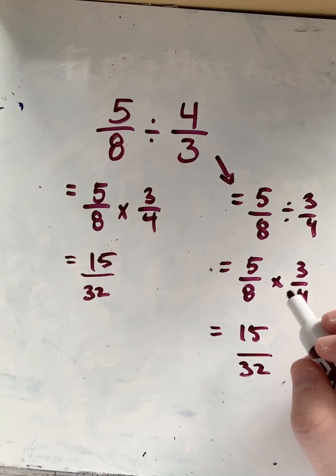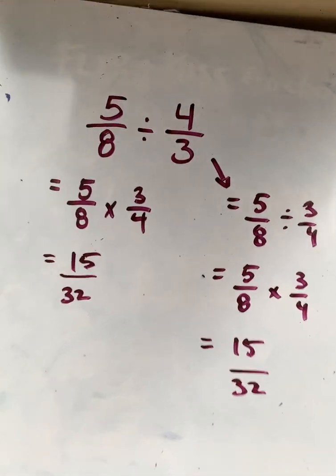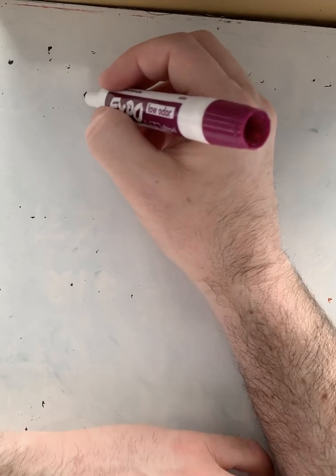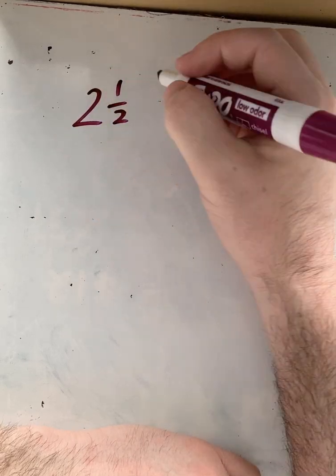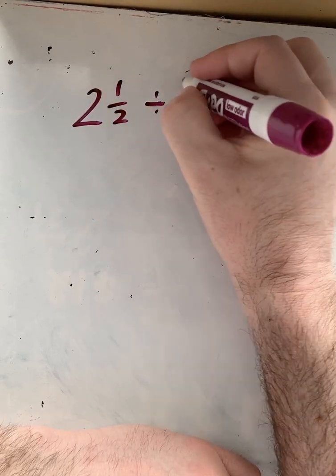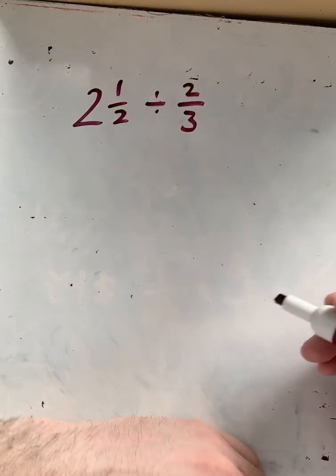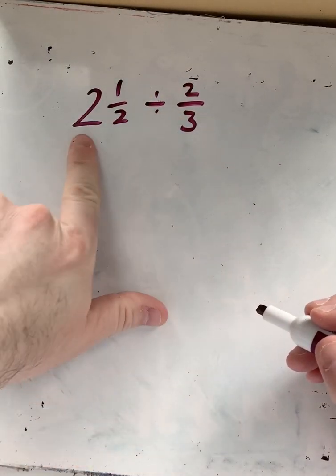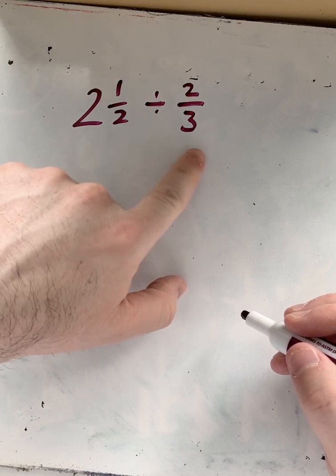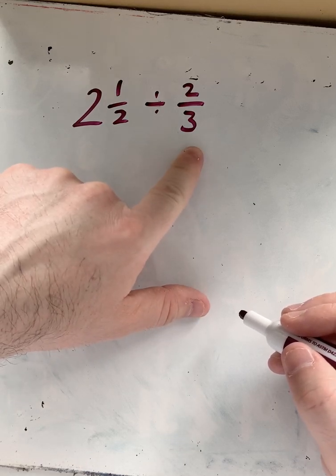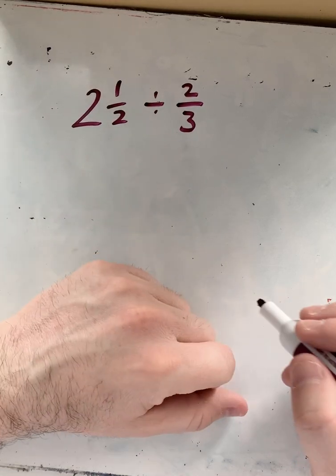Let's try one more, and let's do one where there's a mixed number. So we'll do 2 1/2 divided by 2/3. So 2.5, let's say I'm doing 2.5 cups of something for a recipe, and I want to divide it into 2/3 packages. That's kind of what we're asking for here.